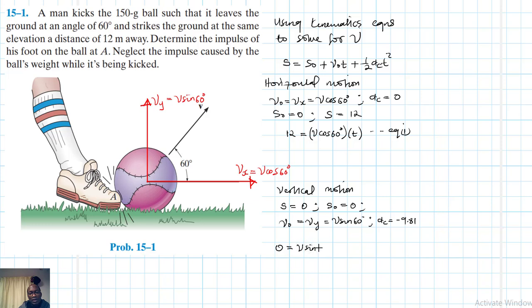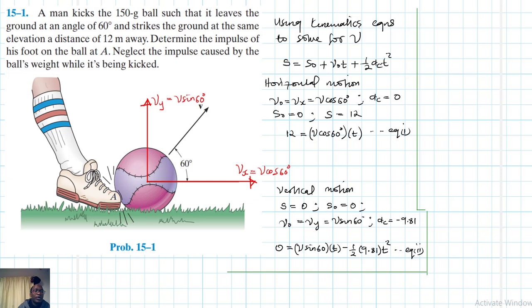Then if we write this, it just becomes 0 equals V sine 16 times T minus half by 9.81 times T squared. So we have two equations right now. Let's call this equation 2. With these two equations, we can solve them simultaneously so that we get our solution. The idea is to find the velocity v.